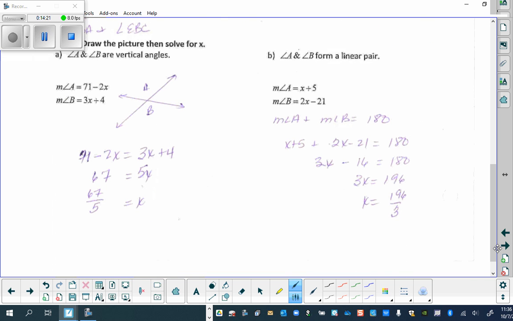All right, vertical angles are equal, so I can set these two expressions equal to each other and solve. Linear pairs are adjacent and supplementary, so I can set them equal to 180 and solve. Questions there?